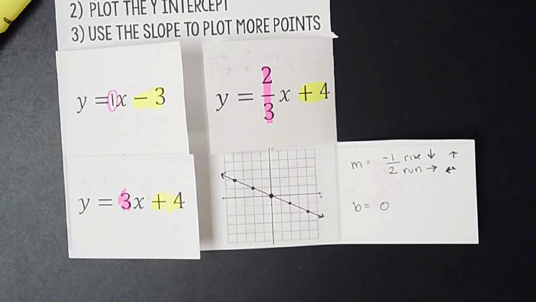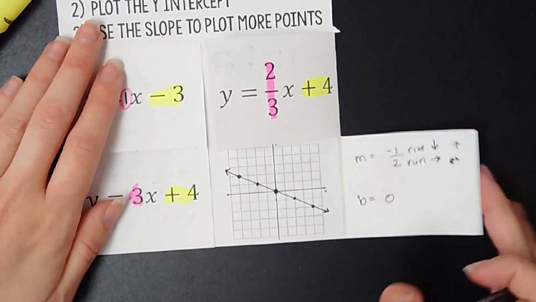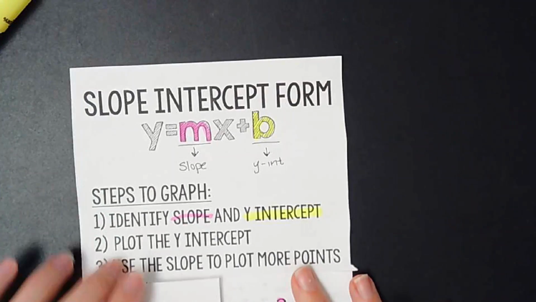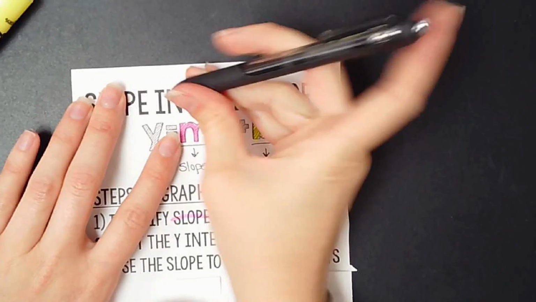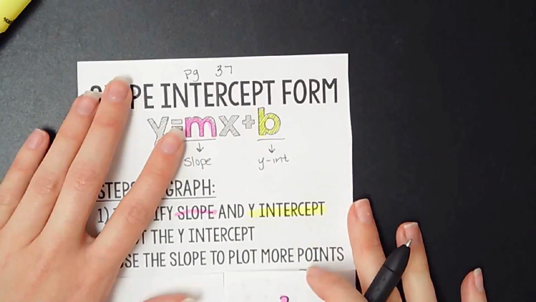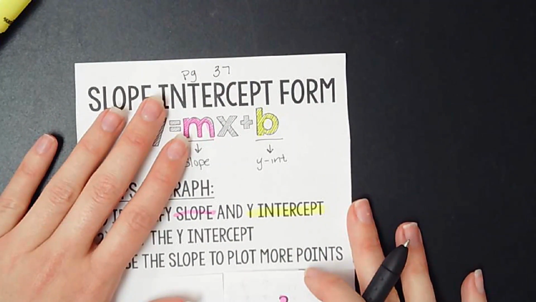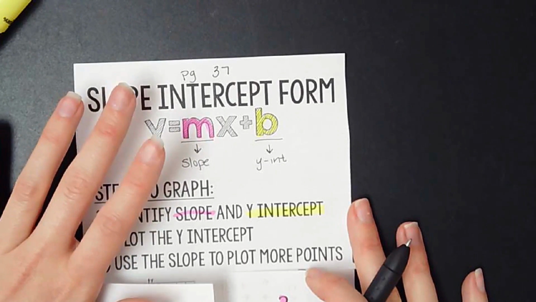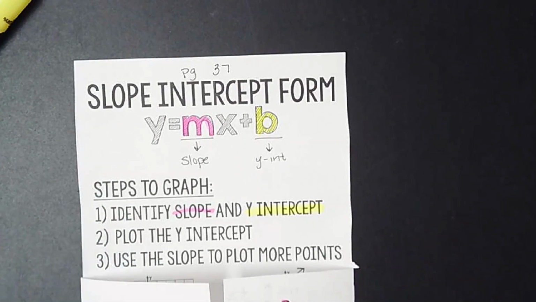In your notebooks, these notes are going to go into page 37. So we left this page blank the other day in class. So whatever page you left blank is where your notes are going to go.